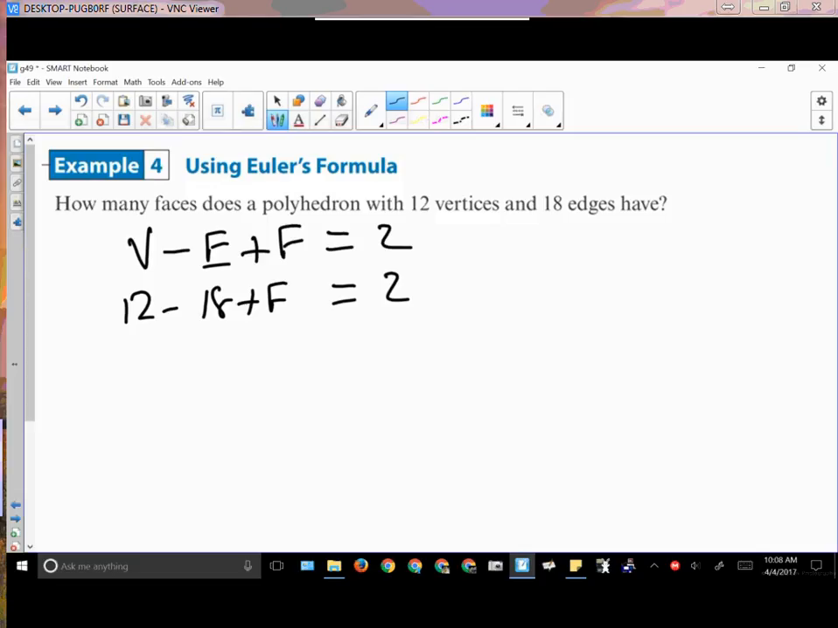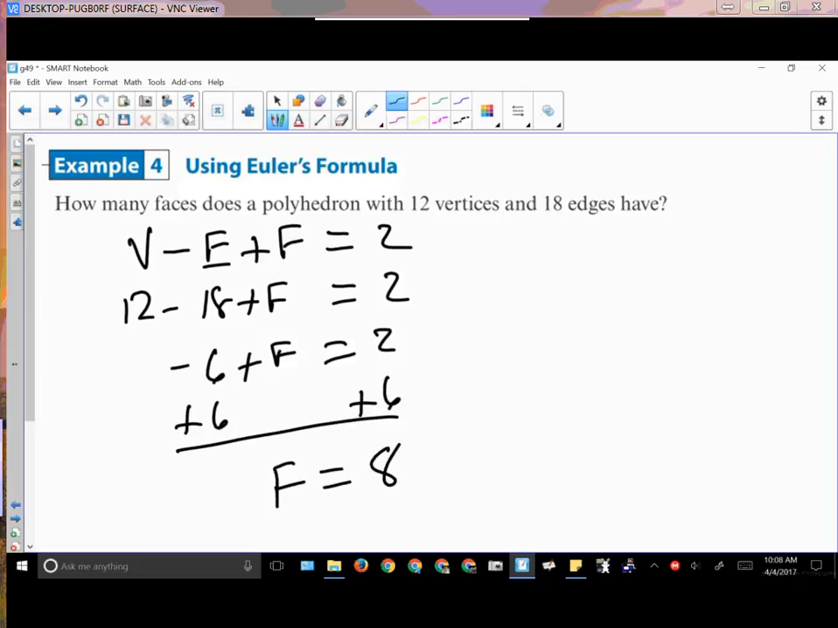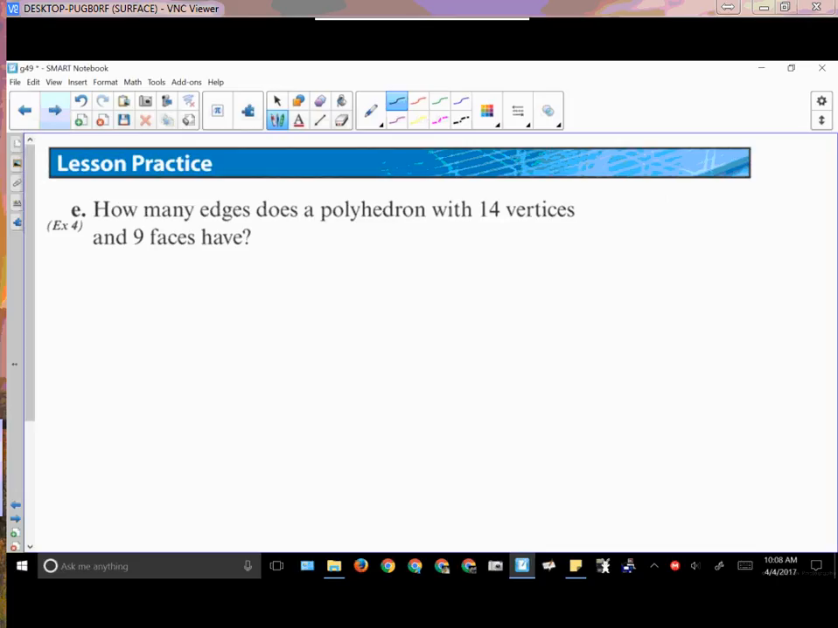There we go. So if I go and take 12 minus 18, that would give me negative 6, plus F is equal to 2. So then we have to add 6 to both sides. So that means this thing has 8 faces. Okay. Comes in kind of handy if that's what you need. So, give you a moment and I want you to do this one.